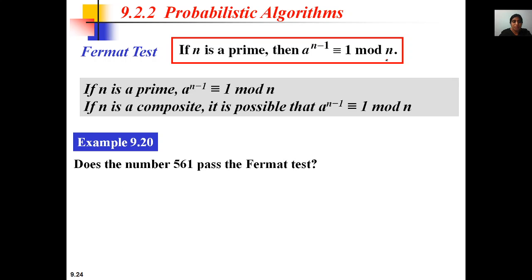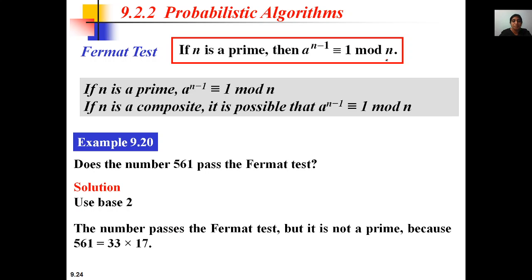For example, if you take 561, according to Fermat's little theorem, it will pass the Fermat test, but it is not a prime number. Because it has factors, that is 33 into 17, where 33 itself has factors. So this is not a prime number.